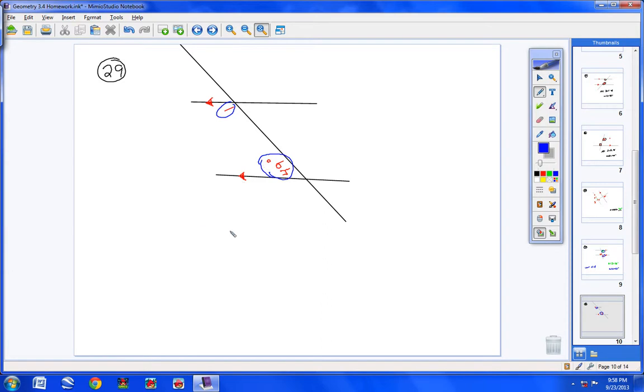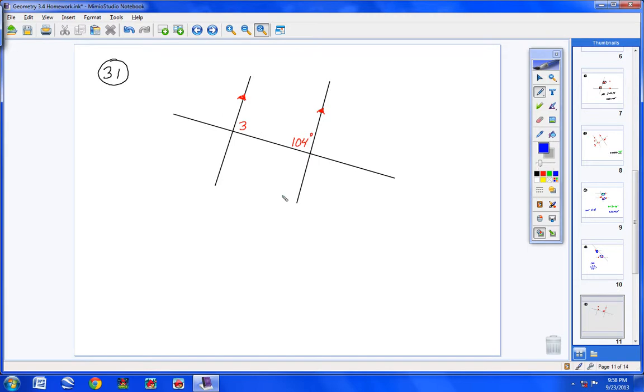We call those consecutive interior angles, or the book calls it same side interior angles. And same side interior angles or consecutive interior angles are not congruent. They are supplementary. So if this angle right here is 49 degrees, then I'm going to take 180 degrees and subtract out 49 degrees. And if I do that correctly, I will get 131 degrees. So the measure of angle 1 right here has to be 131 degrees. When you take 131 plus 49, you will get 180 degrees.